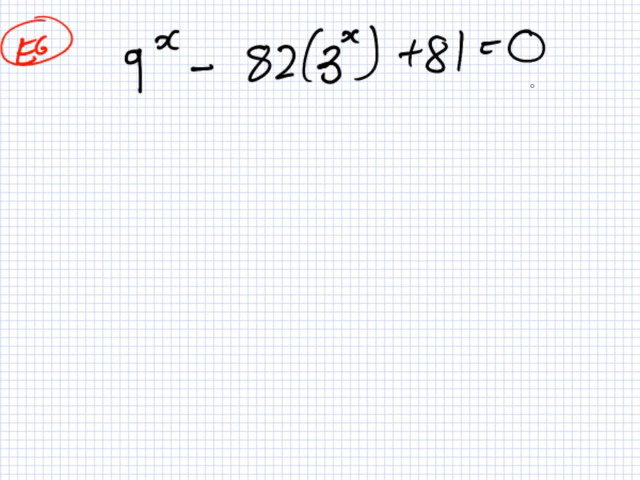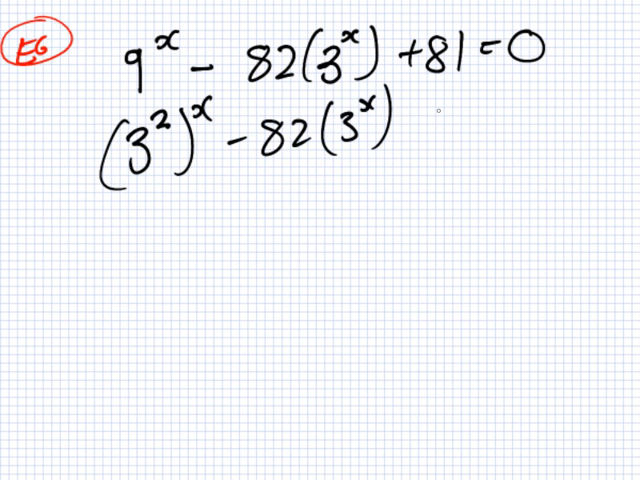So before I do that though, I'll just change the 9 into 3 squared x minus 82 3 power x plus 81 equals 0. But this here is the same as 3 power x squared, because 2 times x is x times 2.